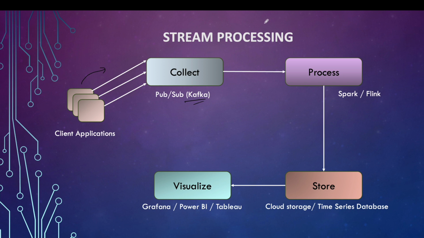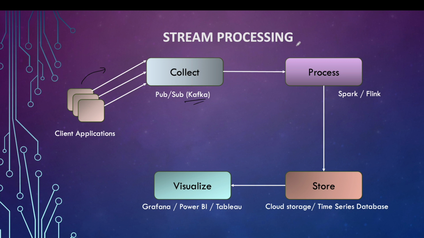In any stream processing pipeline, you will mostly see these four high-level steps. First of all, you need to collect the streaming data, and for that we need some kind of streaming platform. Kafka is a very widely used streaming platform, and it's also called PubSub. So our client applications can send events to Kafka, and Kafka can store them.